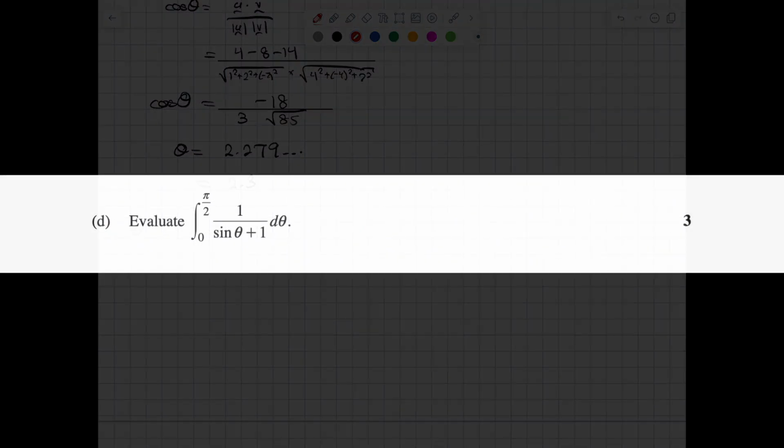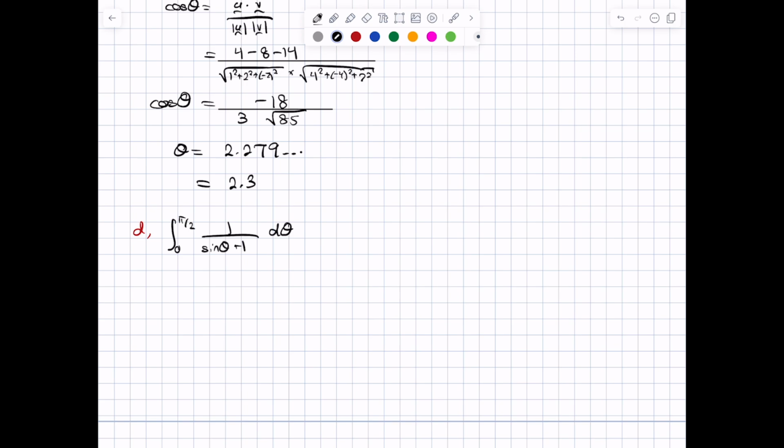Part D. Evaluate the integral from 0 to pi on 2 of 1 over sine theta plus 1 d theta. Okay, so this is a question where it looks very likely that we're going to appeal to the t results. So we'll say let t equal tan theta on 2. And now we need to differentiate. So dt on d theta is equal to 1 on 2 sec squared theta on 2.